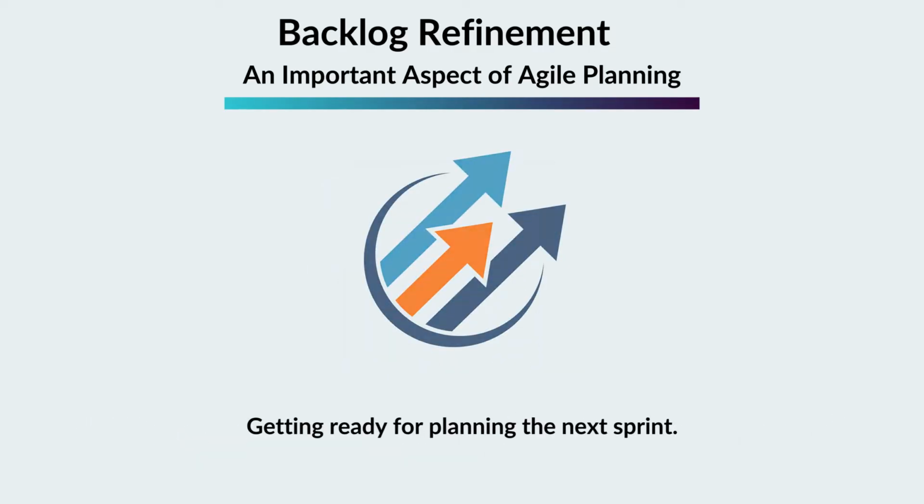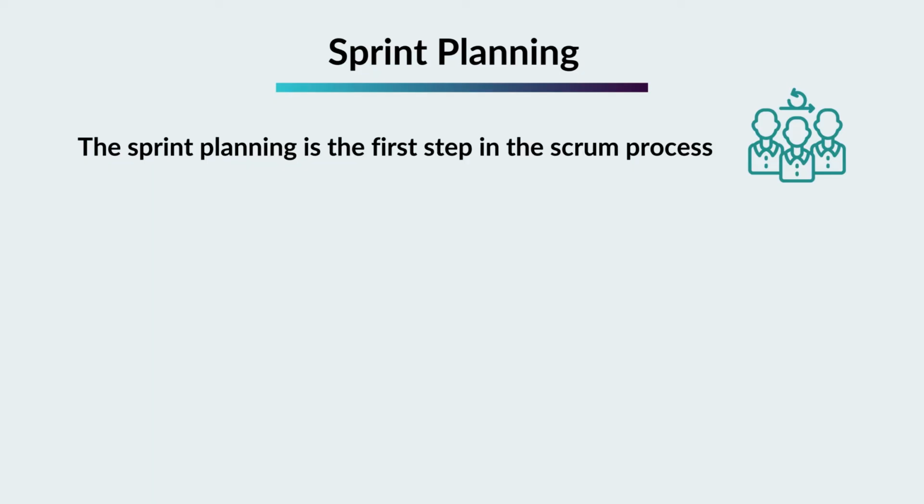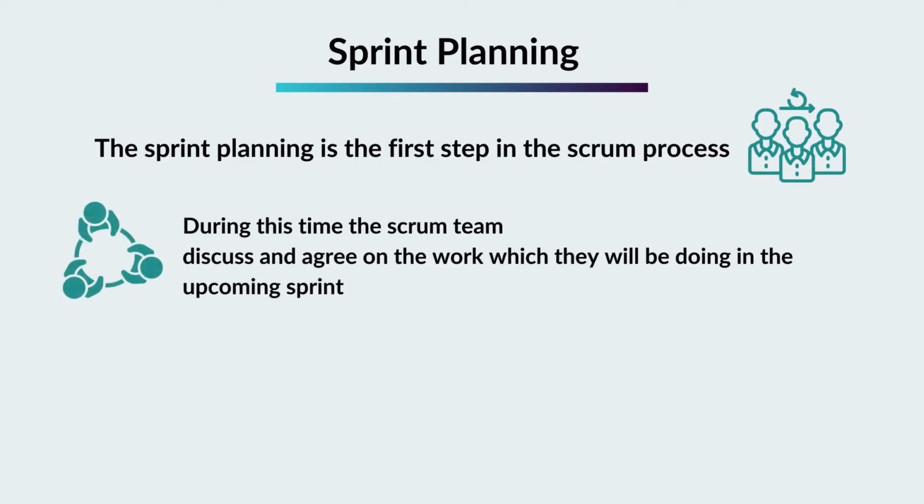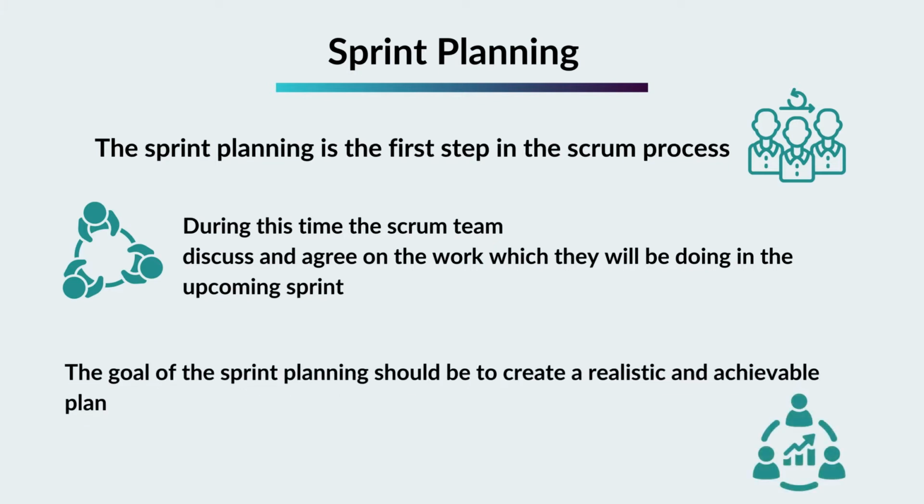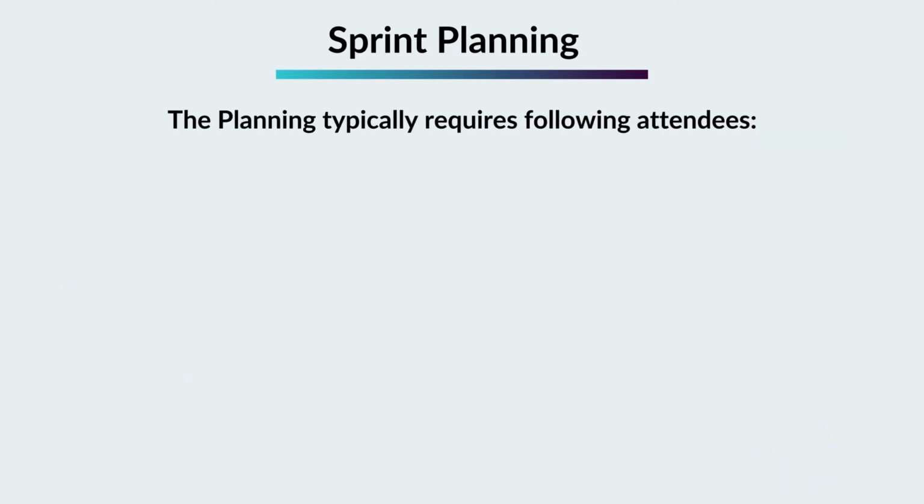Sprint planning. The sprint planning is the first step in the Scrum process. During this time, the Scrum team discusses and agrees on the work which they will be doing in the upcoming sprint. The goal of the sprint planning should be to create a realistic and achievable plan. The planning typically requires the following attendees.